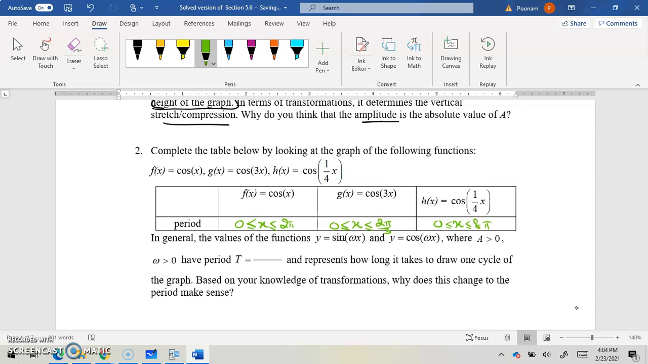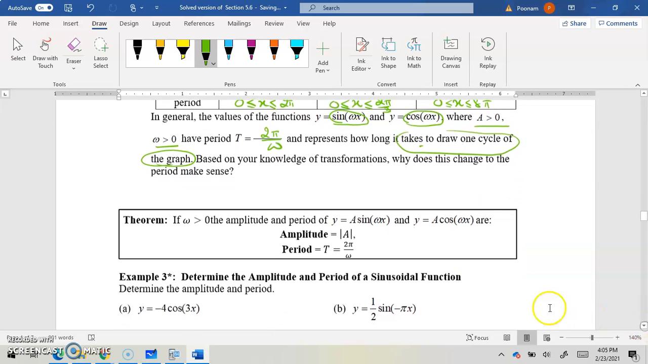So the period changes according to the coefficient of x. In general, if sin of omega x or cos of omega x is there, and a is positive and omega is positive, then the period is 2 pi by omega. It represents how long it takes to draw one cycle of the graph. What is the period of the graph? How long it takes for one full cycle of the graph.